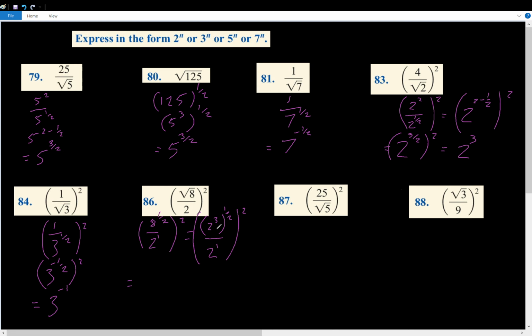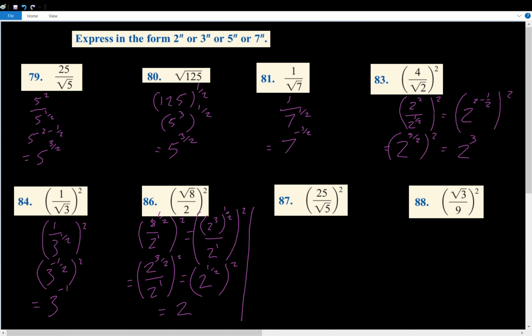Now on the top of our fraction, we apply the power to a power rule, so we multiply the powers. We get 2 to the power of 3 halves, and that's still over 2 to the 1. It's still in a bracket, and it's still all squared. Now we apply our division rule inside the bracket. So it's 2 to the power of 3 halves minus 1, which is just 1 half, and that's all squared. Now we apply our power to a power rule, multiplying a half by 2, and we just get 2 to the 1, which is just 2.